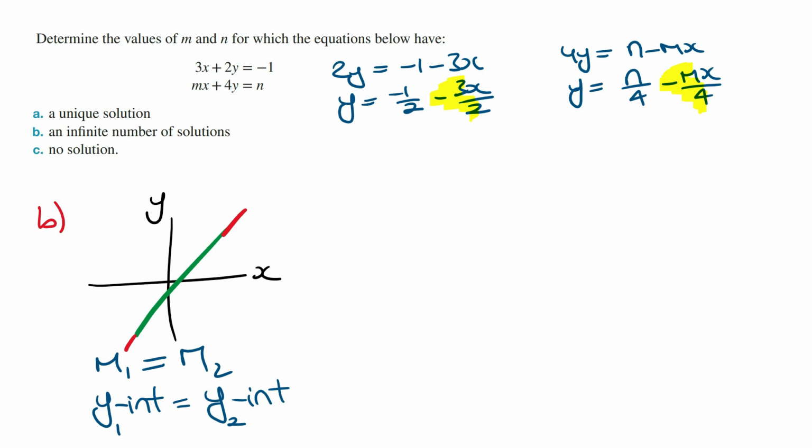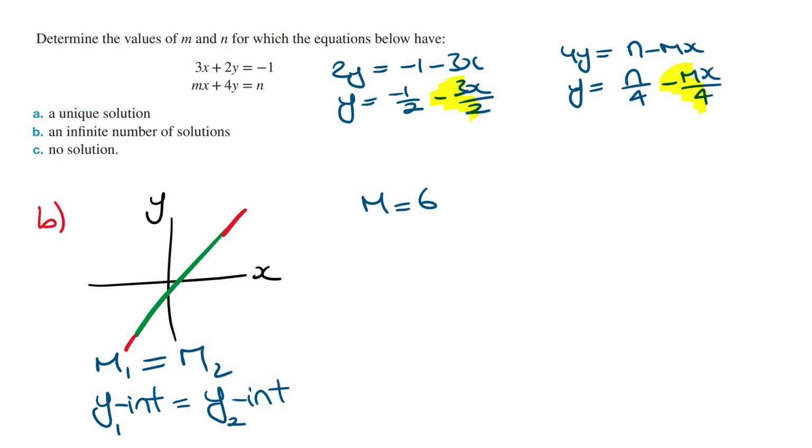From part A, we worked out that when m is equal to 6, the gradient of the lines will be the same. And so, to have an infinite number of solutions, the first condition is to have the gradients be the same. And so therefore, when the value of m is equal to 6, this condition is met. For the second condition, we need the y-intercepts to be the same.